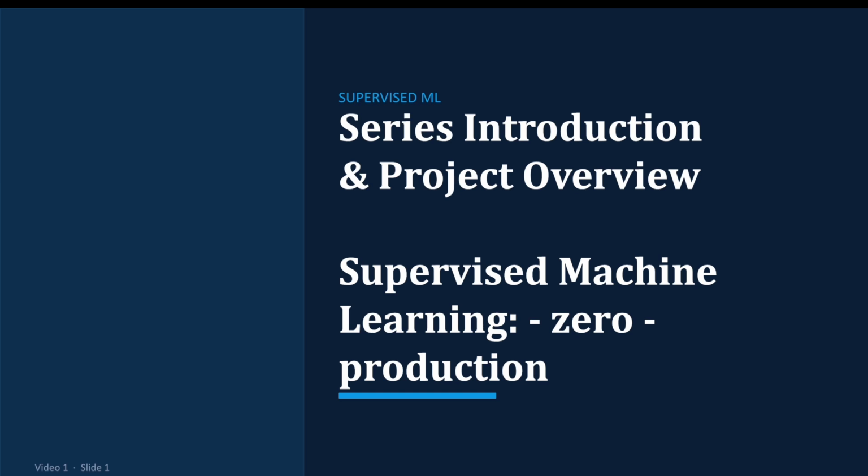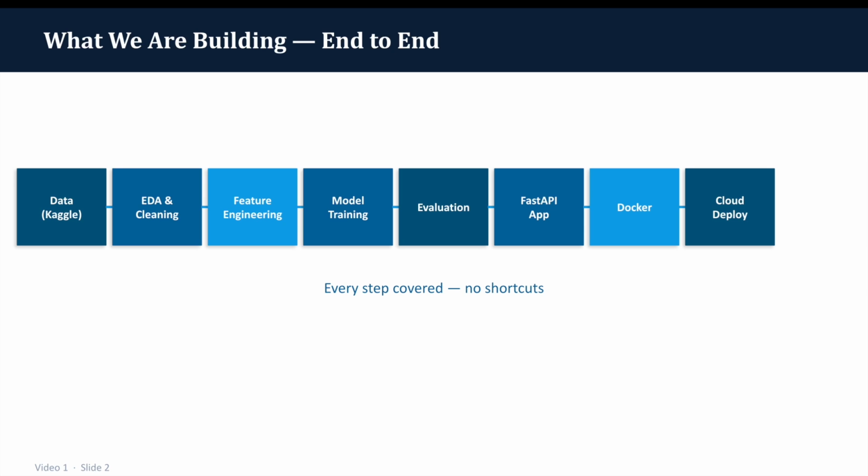Here is exactly what we are building. Raw data comes in from Kaggle. We clean it, analyze it, engineer the features, then we train a model, evaluate the performance of the model, then wrap it in a FastAPI application. We containerize it with Docker, then we deploy it to the cloud. Every single step is in this series.